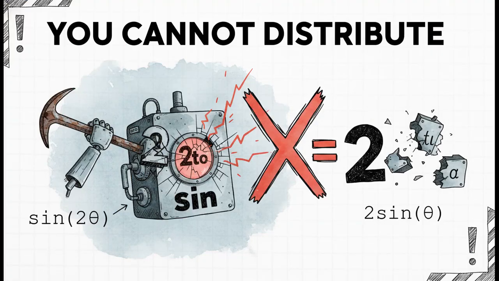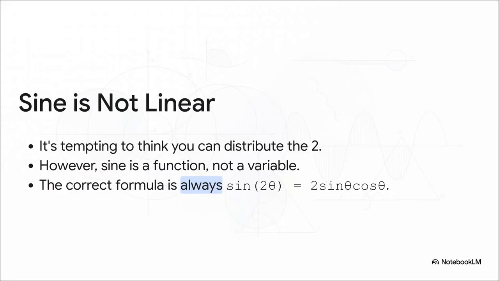Okay, before we finish up, I really want to talk about the single biggest mistake people make with these. It's this super tempting but totally wrong idea that you can just distribute the 2 inside a trig function. Look, you just can't treat sine of 2 theta like it's 2 times x. It doesn't work that way. Sine isn't a variable, it's a function. It's an operation that's being performed on the entire angle, on the whole 2 theta. You can't just pull the 2 out front.